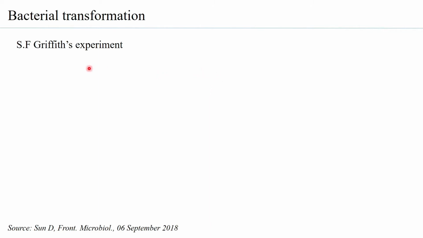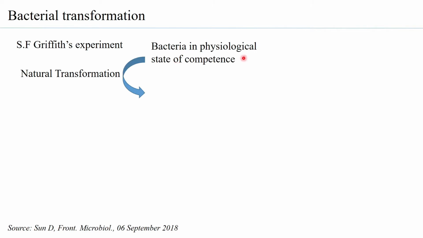So therefore, with Griffith's experiment, what was clear is that bacteria can undergo transformation naturally on their own. And it has been found that several species of bacteria are able to carry out natural transformation. For example, several bacilli species as well as streptococcal species are able to carry out natural transformation. Now, why are they able to carry out natural transformation? Because the bacteria can exist in a physiological state of competence.